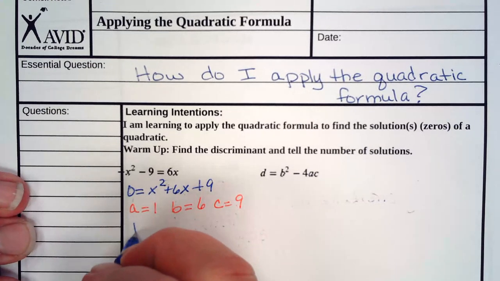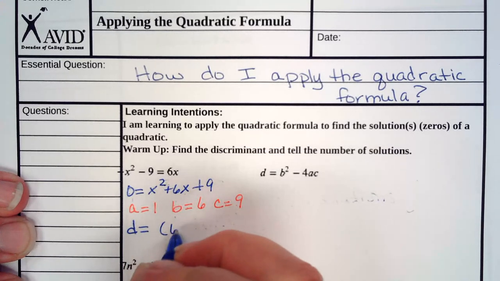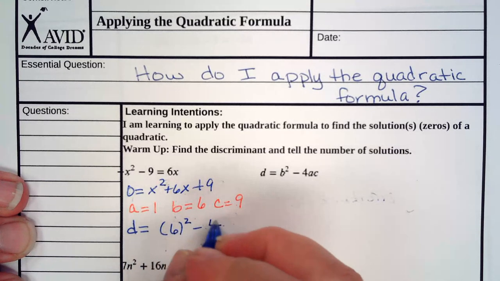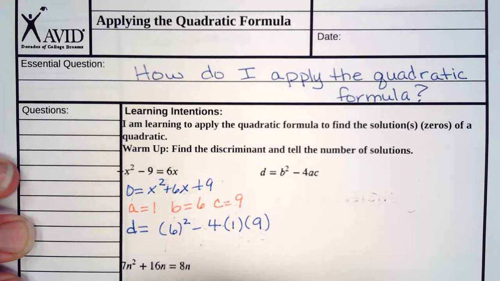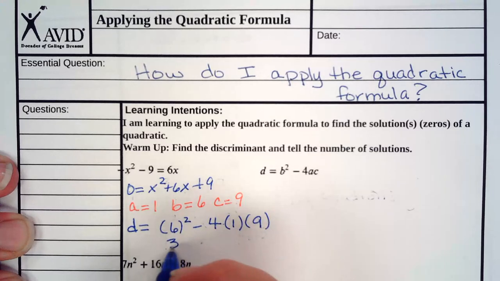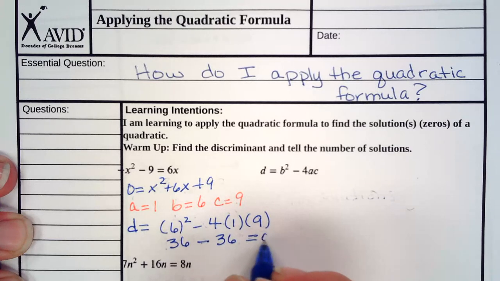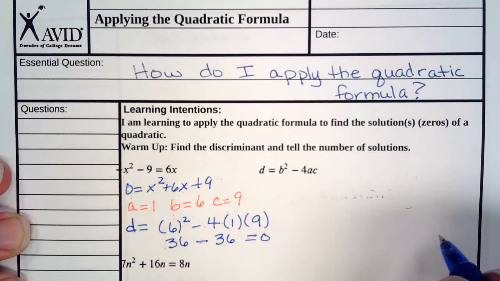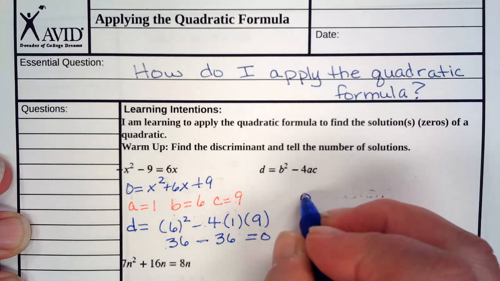Use my formula. My discriminant is equal to 6 squared minus 4 times 1 times 9. 6 squared is 36 minus 4 times 1 times 9 is 36, and I end up with 0. When it's equal to 0, how many solutions? 1.